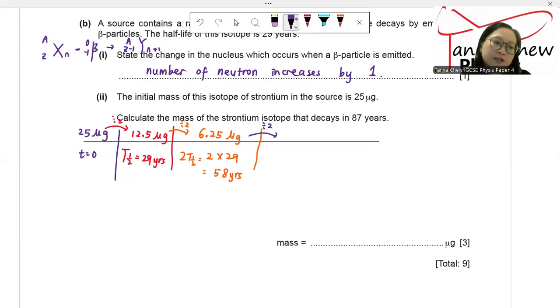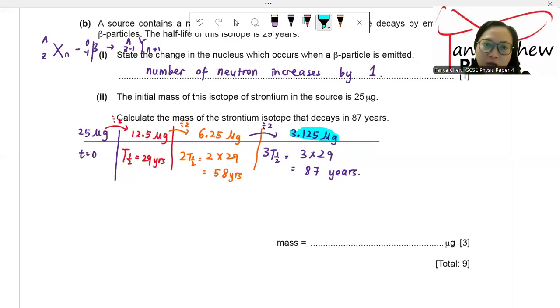And then after that, it keeps on decaying. Divided by 2, this is 3.125 microgram. This is 3 times the half-life. Why? Because I have divided by 2 three times, right? So this is 3 times 29 years, you get 87 years. Okay, let me put years here. Right. So I am left with 3.125 microgram.